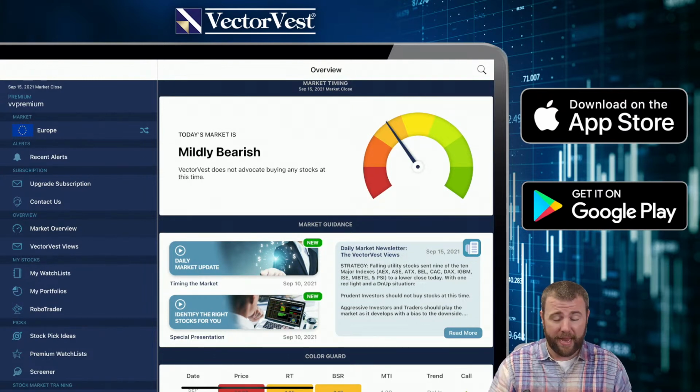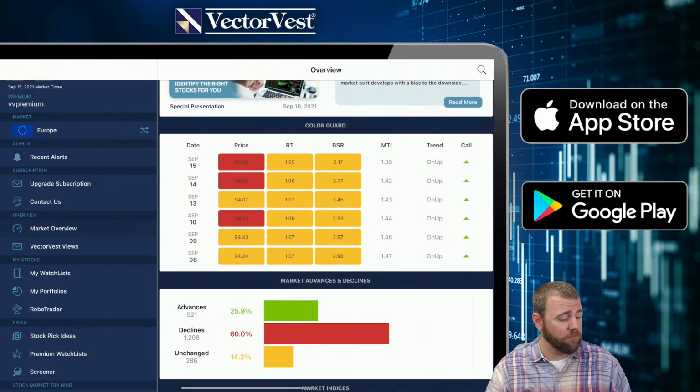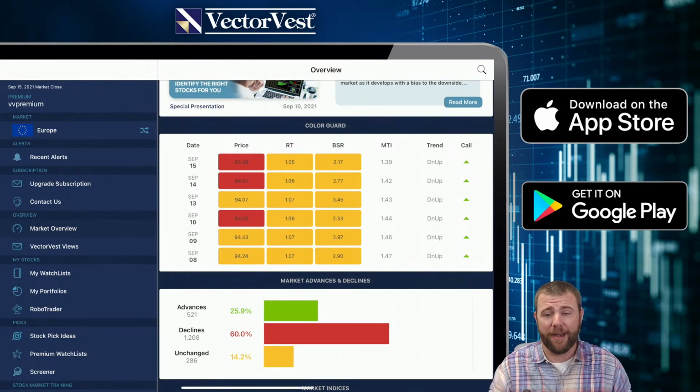Whether you're in US, Canada, or Europe, VectorVest still doesn't advocate buying any stocks in those markets currently. We scroll down, we see the one red light coming from that price column because we're moving once again lower day over day and week over week. We look at the RT, it is moving lower day over day and week over week, but it still remains above 1. So the worst it could get right now is a yellow light until the RT drops below that level of 1. Same with the buy to sell ratio. Even though the buy to sell ratio is dropping lower day over day and week over week, it still remains above that level of 1.